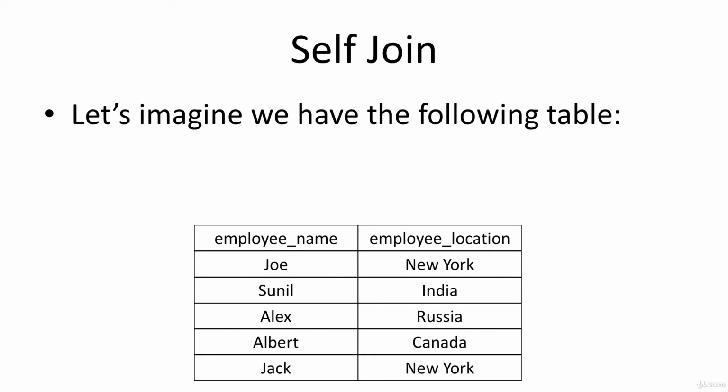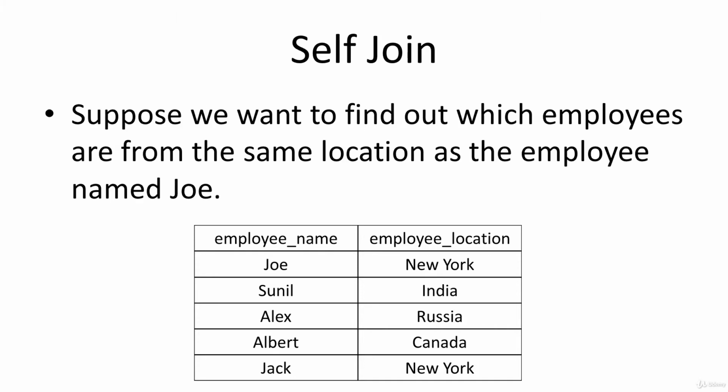So imagine we have the following table. We have one column with employee name and another column with employee location. And we can see here that Joe is from New York. Suppose we want to find out which employees are from the same location as the employee named Joe. If we quickly scan this table, we can see at the bottom there, Jack is also from New York.